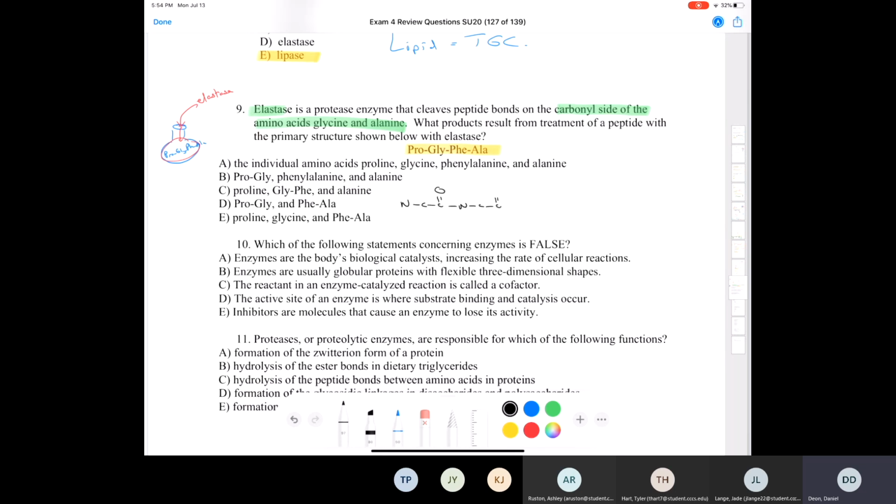NC, carbonyl, NC, carbonyl. I got one more to go. NC, carbonyl. Now, again, you don't have to do this. You don't have to draw the whole thing out, but I'm going to do it because I'm the instructor. Okay, I'm going to fill in these hydrogens and the nitrogens.